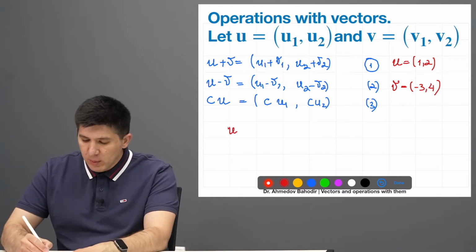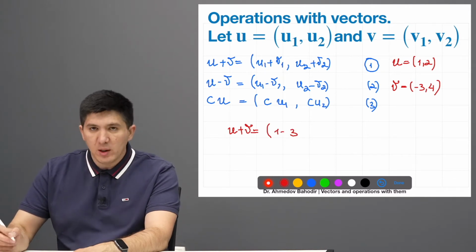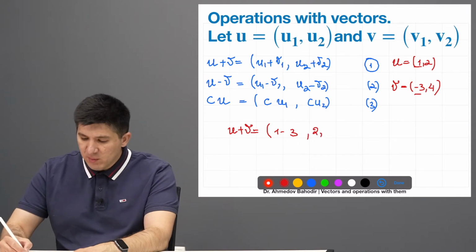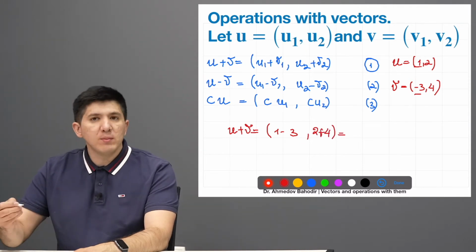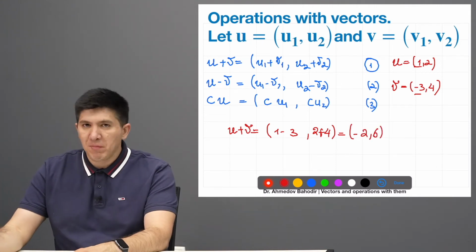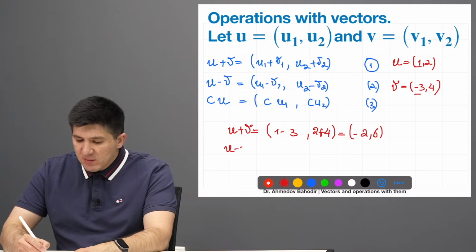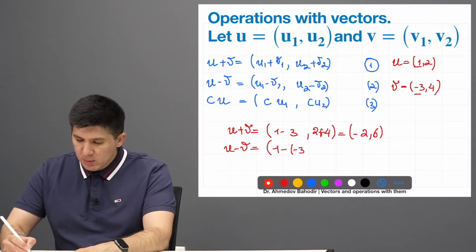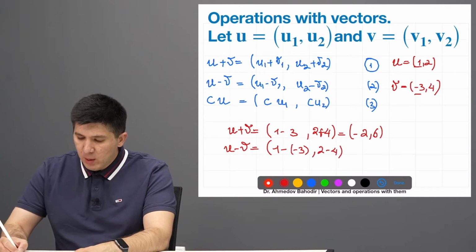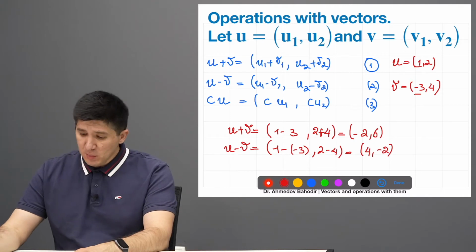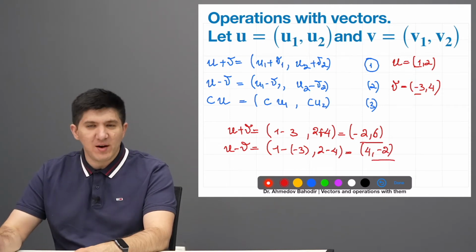So u plus v is going to be equal to 1 minus 3. I'm just going to add this one with this one, and 2 plus 4. If I add them algebraically, it is simply equal to -2 and 6. Very easy. So u minus v is going to be pretty much the same way: 1 minus -3, 2 minus 4. Well, that's going to be 4 and -2. So please know that it is going to be different than this vector, obviously.